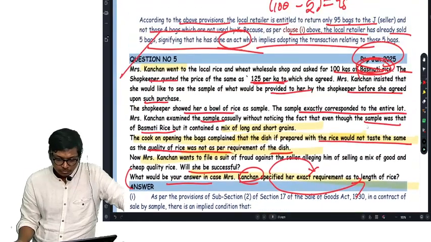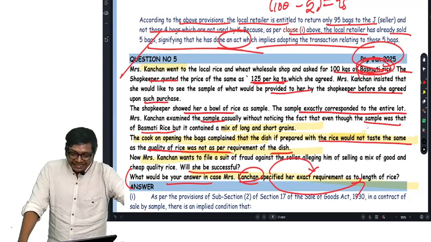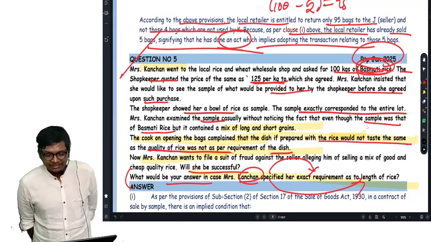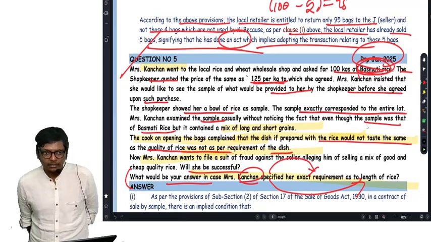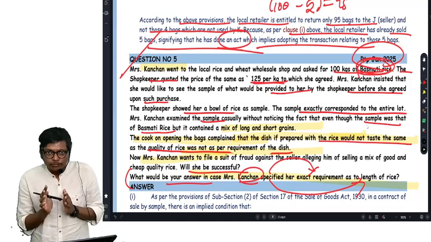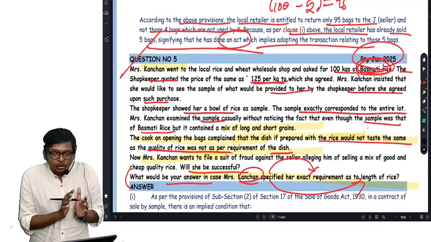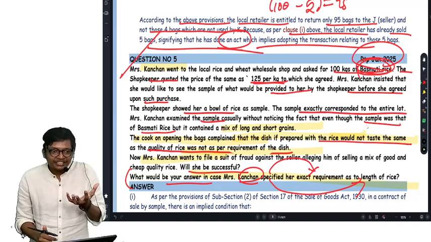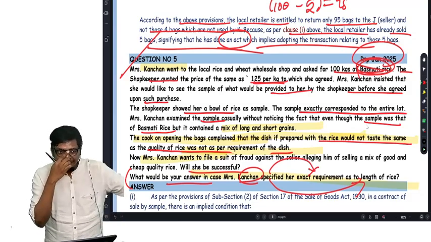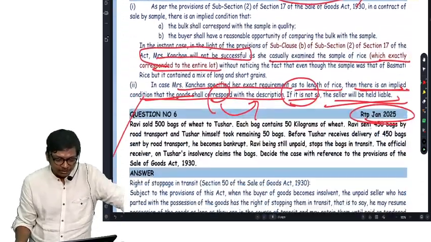Because he does not examine the sample properly. You can write, see, sometimes when there are two provisions coming, her doubt is, sir, can I write let the buyer beware here? You can write, but at the end of the day, this answer is more inclined or closer towards implied condition sale by sample or let the buyer beware. Implied condition sale by sample is closer, so we will go with that.